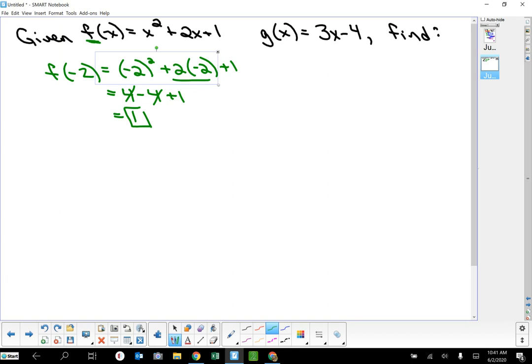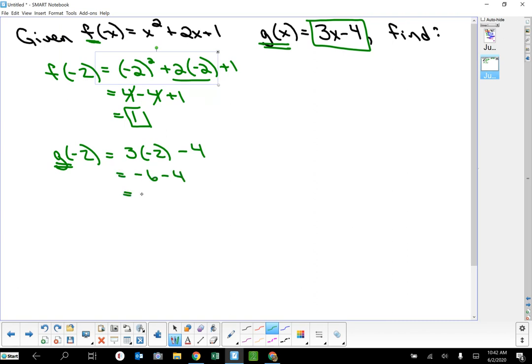Okay? What if you have g of negative 2? Well, that means go to the function that starts with a g. So that would be this one. And you're going to plug negative 2 into this function right here. So that's going to look like 3 times negative 2 minus 4. 3 times negative 2 is negative 6, minus 4 is negative 10. Okay?